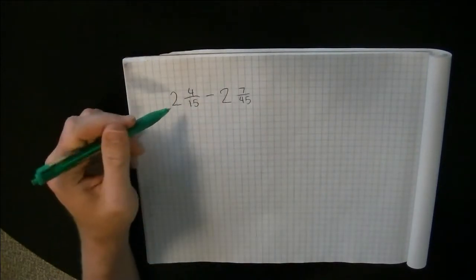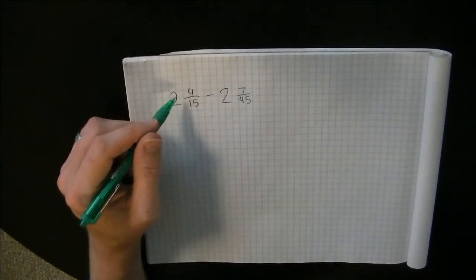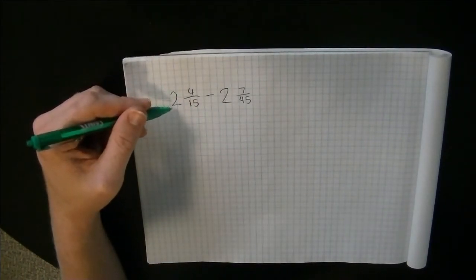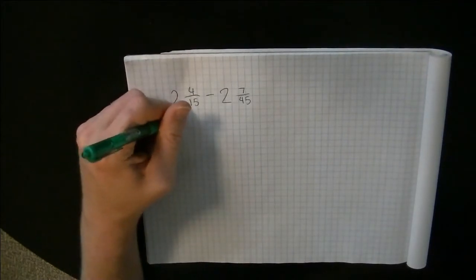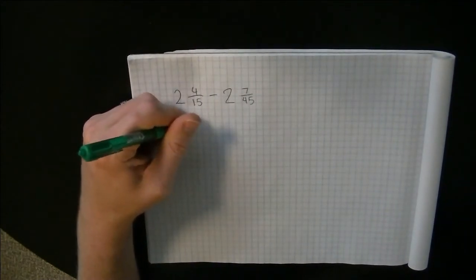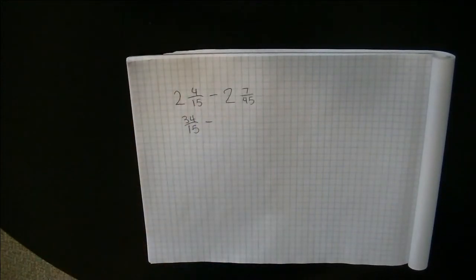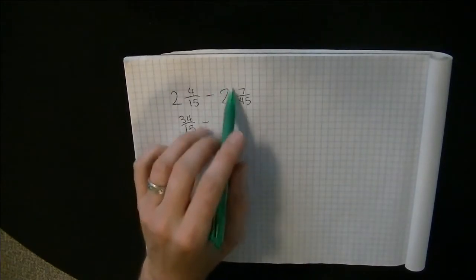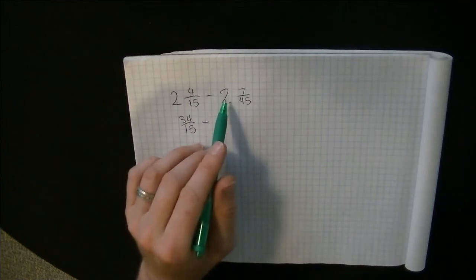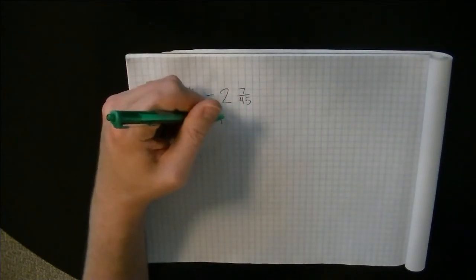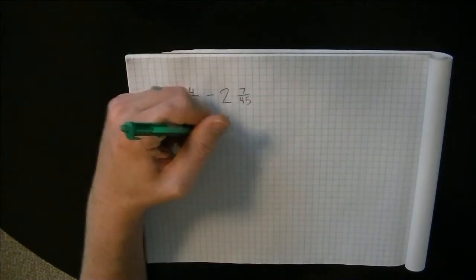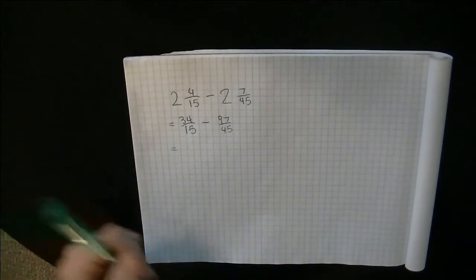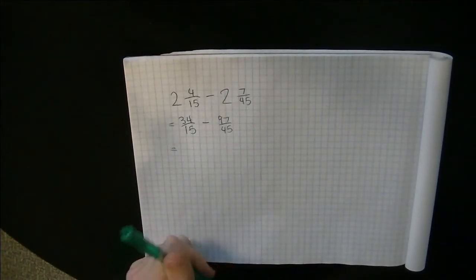So let's do that. First off, so 2 in terms of 15ths, well, there's 30 15ths in 2 wholes, so that makes this 34 15ths. And over here we've got 90 45ths, right? 2 times 45 is 90 plus 7, so that makes 97 45ths. Okay, now we need to get a common denominator, right? That's our first step when we're actually going to do the subtraction.